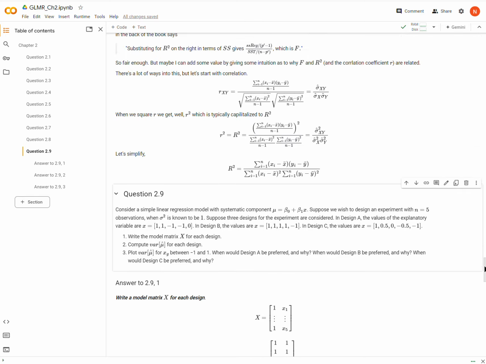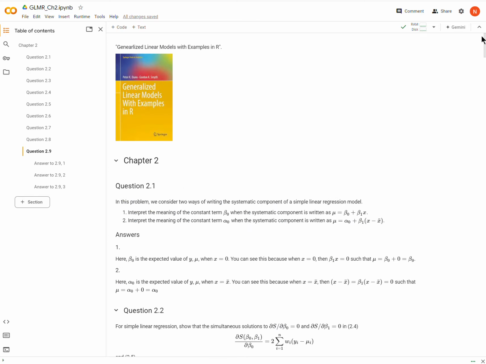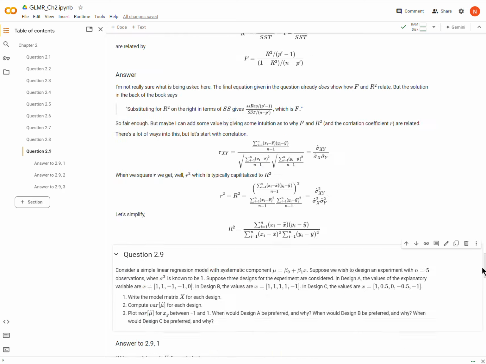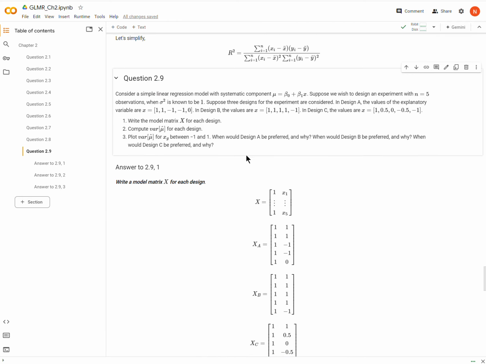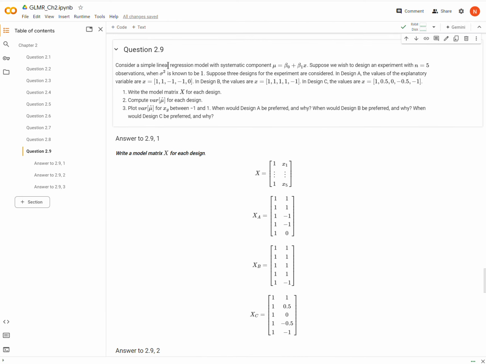Okay, so we are in Generalized Linear Models with Examples in R, chapter 2 still. Question 2.9, and this is a three-parter, so we'll just take them one at a time. We are considering simple linear regression with an intercept and a slope, beta 1 x, and we're going to design an experiment with 5 observations. In all cases, the variance is known to be 1.